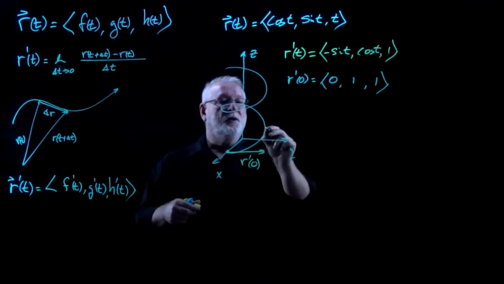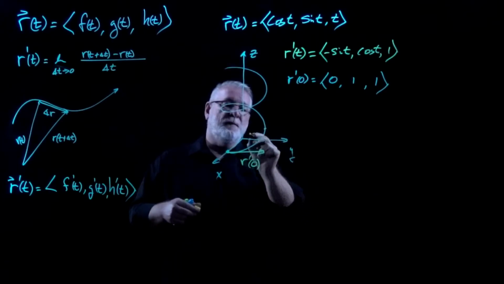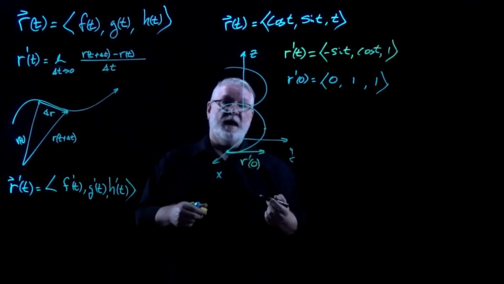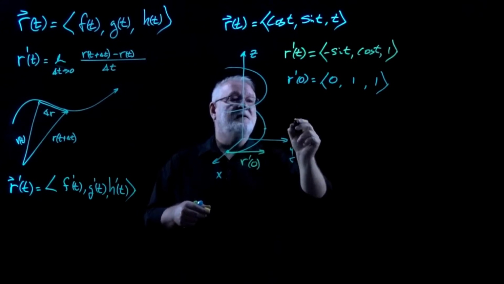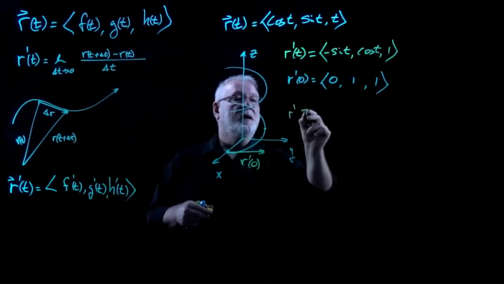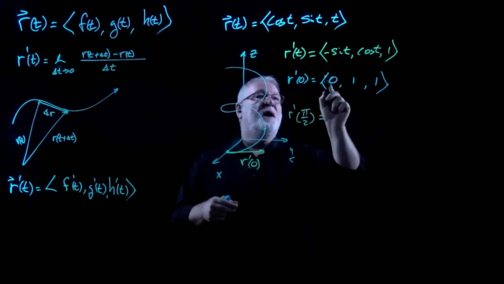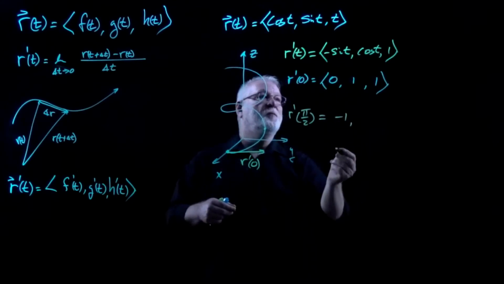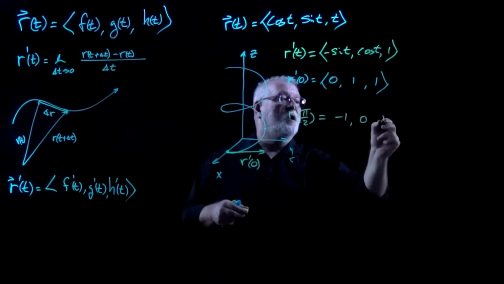The next point I want to look at is right here on the curve where we've reached our extreme, we're as far down the y-axis as we're going to get. That would be pi over 2 for our t value. So r prime of pi over 2 would be equal to, well, the sine of pi over 2 is 1, so this will be negative 1. The cosine of pi over 2 is 0, and the z component is always 1.